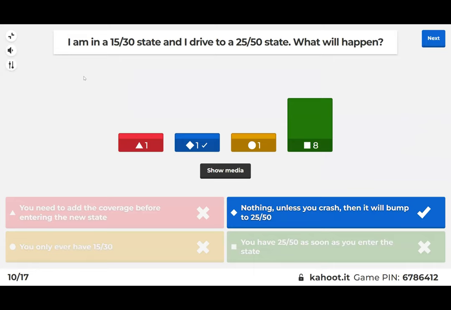If you have 15-30 and you drive into a 25-50 state and you never crash, why would it need to change? It doesn't. But if you crash, then it would bump up. And the rule for the coverages is whichever state is better, whichever amount of money is better, you will take that amount of money. And the insurance company is like, as long as you do what your state says, if you go into another state who has a higher minimum and you crash, we'll just bump it up to what that state says, but only if you crash. So pay attention to the questions on this. You have to crash in order for the coverage to go up.